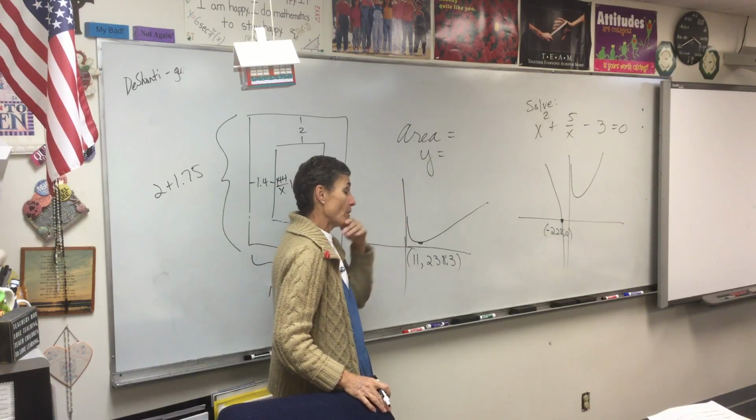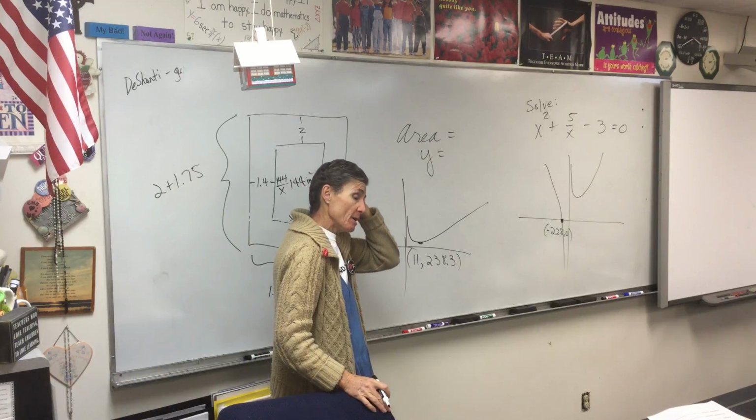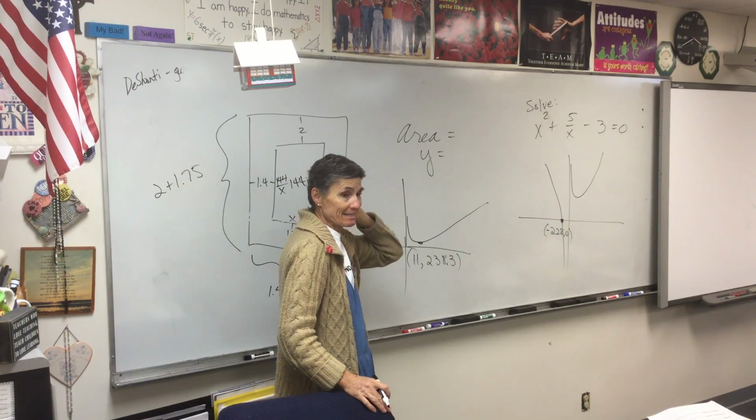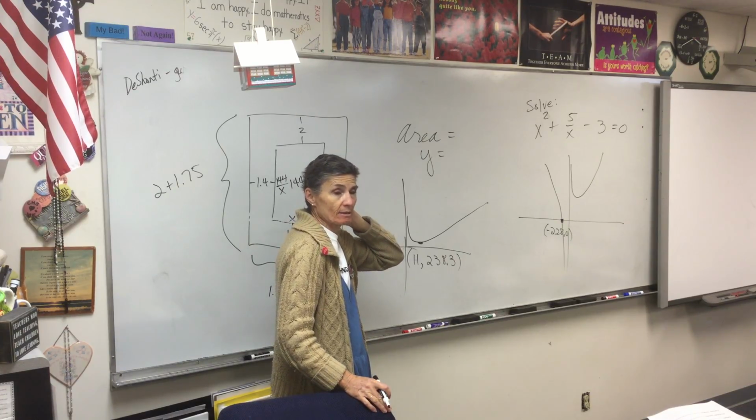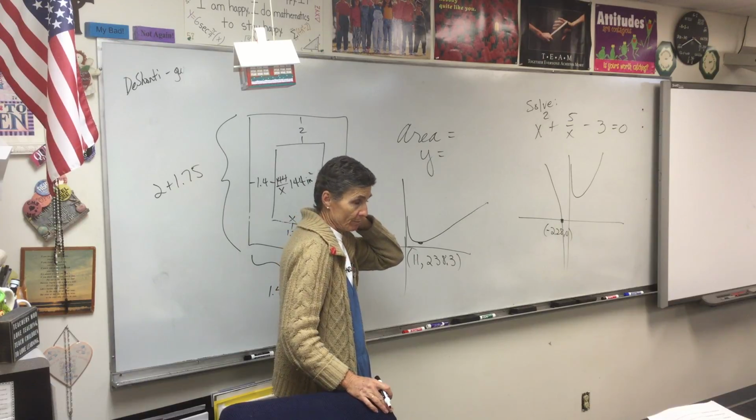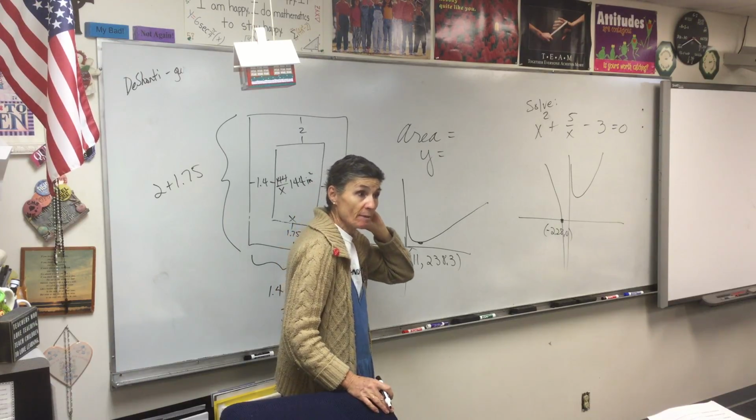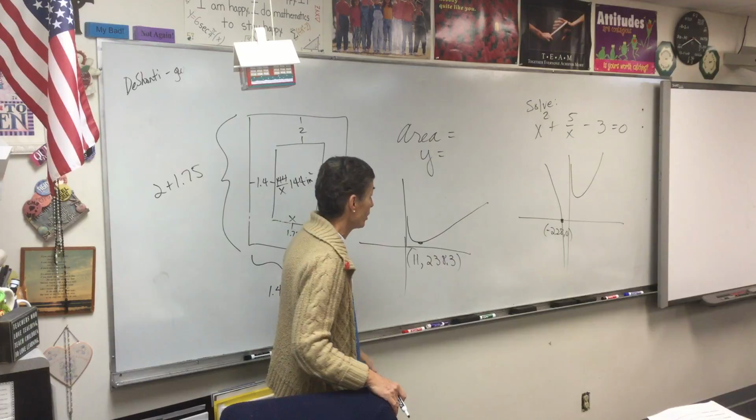What if when I hit graph, because I have no idea because I made that up, what if when I hit graph, I hadn't seen it cross the x-axis? What would I want to do? Change my window to make it bigger so I could see where it crossed.